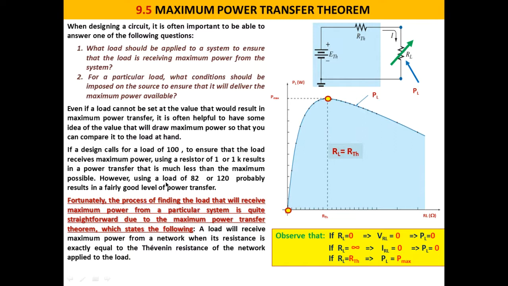But if we select a resistance or load of 82 ohms or 120 ohms, we will be here, at this point. This is, for example, for 82 ohms, and here for 180 ohms. So we will be close. We will not be far away from the maximum power that can be transferred to the load.